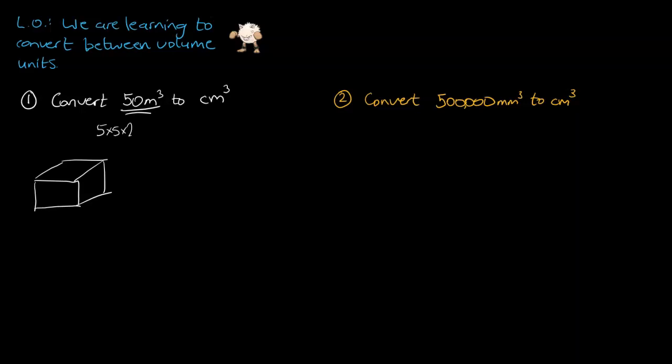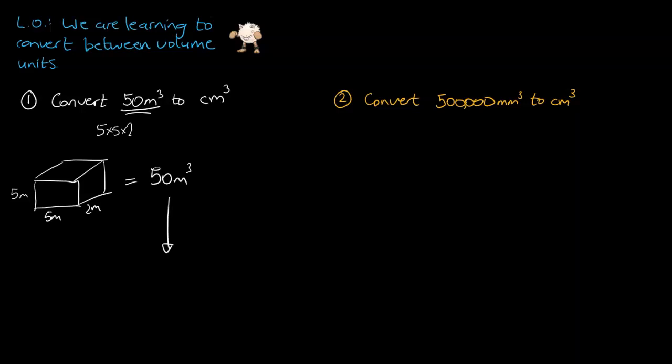So let's say this has a height of 5 meters, and it has a base of 5 meters, and it has a depth of 2 meters. So the face would be 25, times by the depth would be 50. So that gives us a volume of 50 meters cubed.